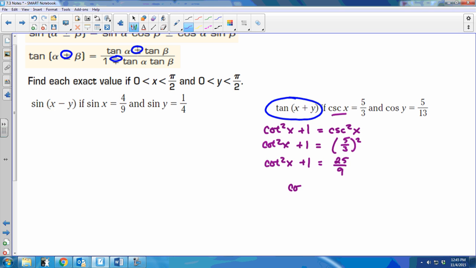We need to subtract 1. So we're subtracting 9/9, which is 16/9. And if you take the square root, we get 4/3. But then we need tangent, so we just flip it over.